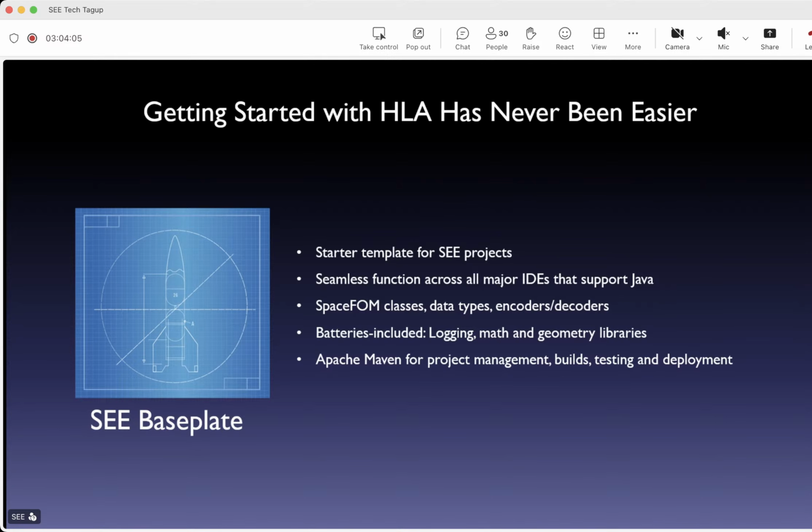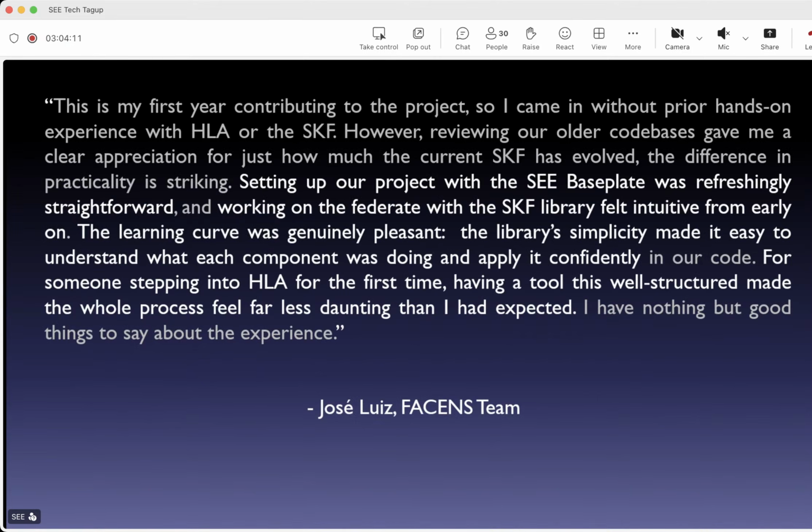And our users have actually told us some really great things about their experience working with it. Jose Lewis, one of the main developers on the FACENS team and first-time SISO participant, found the learning curve to be quite gentle, and the entire setup process was way less daunting than it could have been.